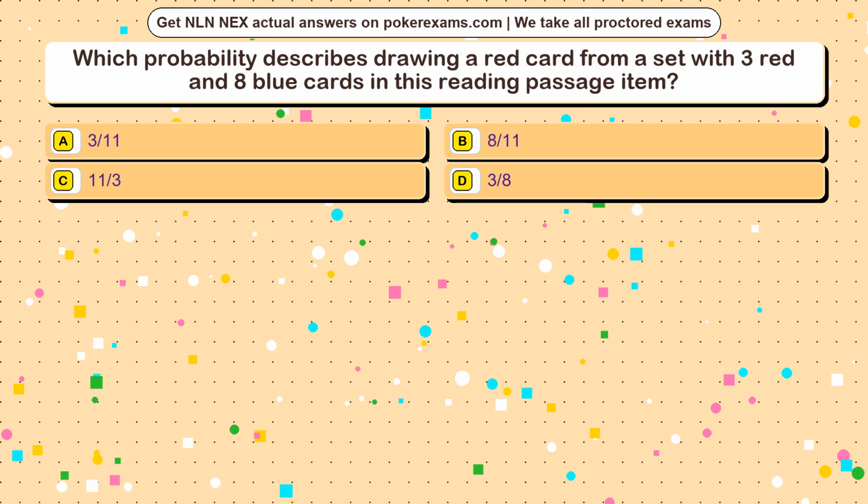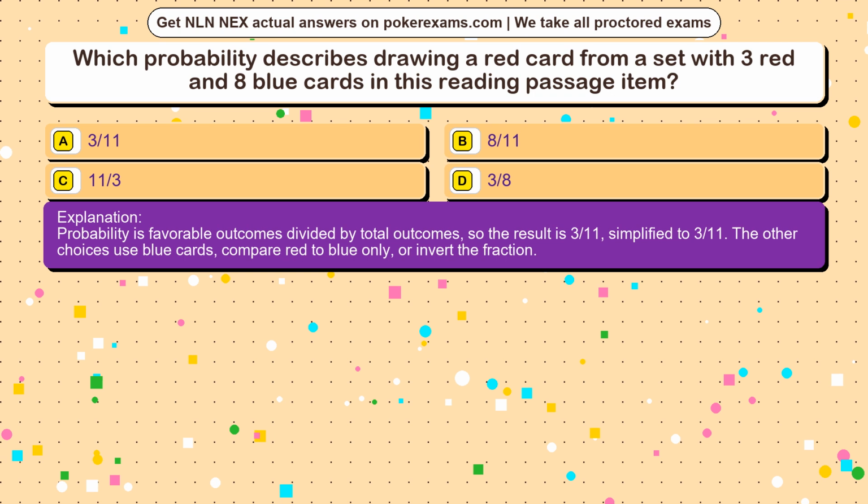The correct answer is option. Probability is favorable outcomes divided by total outcomes, so the result is 3/11, simplified to 3/11. The other choices use blue cards, compare red to blue only, or invert the fraction.